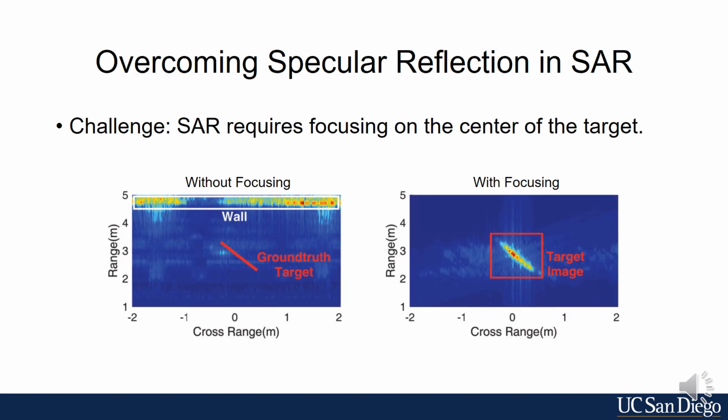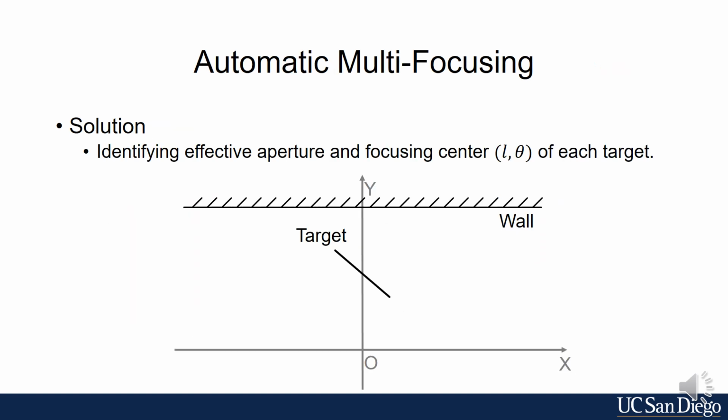The second challenge is that SAR requires focusing on the center of the target. The figures below show the scenario where a metal surface is 3 meters away and has an incident angle of 135 degrees with the cross-range direction. If the SAR focuses on the broadside direction, then the target disappears, as in the left figure. Only when the SAR focuses on the direction of 45 degrees is the target imaged, as in the right figure.